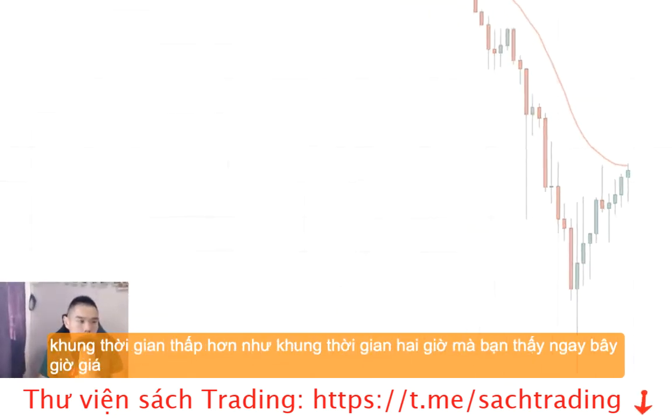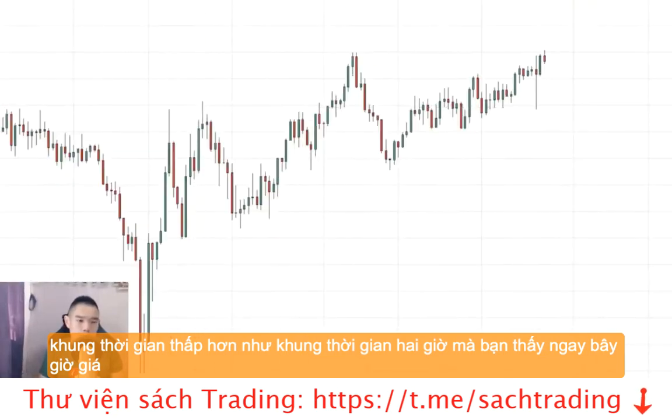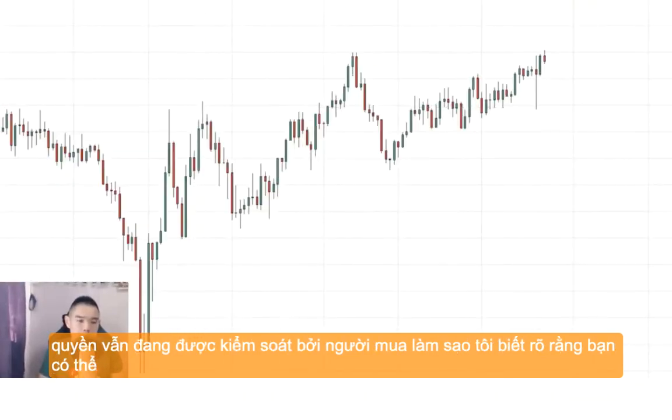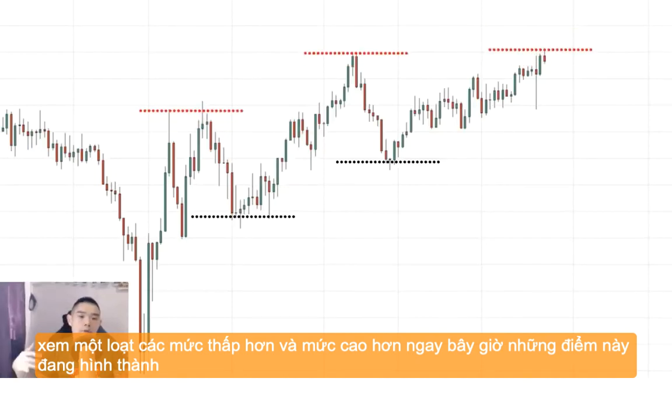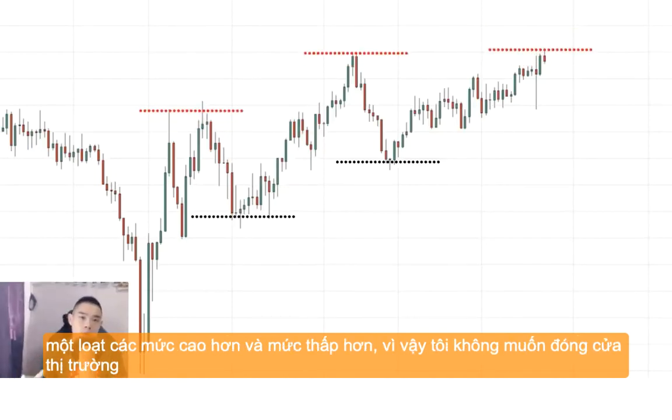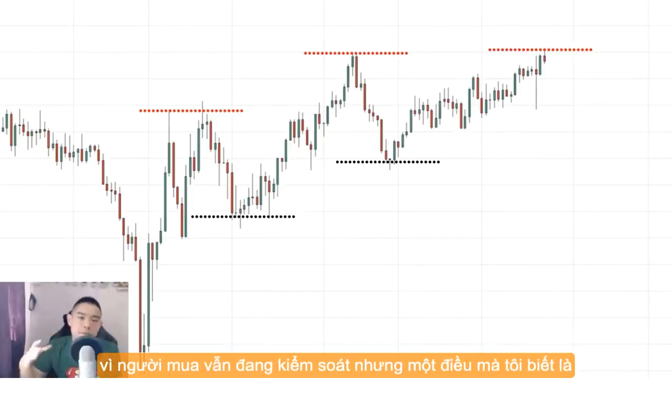So if you go down to a lower time frame, like the 2-hour time frame, you see that right now the price is still being controlled by the buyers. How do I know that? Well, you can see a series of higher lows and higher highs. Right now at this point, it's still forming a series of higher highs and higher lows. So I don't want to short the market just yet because the buyers are still in control.